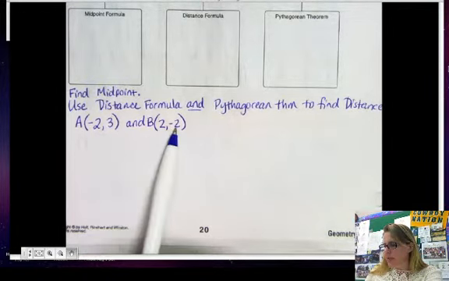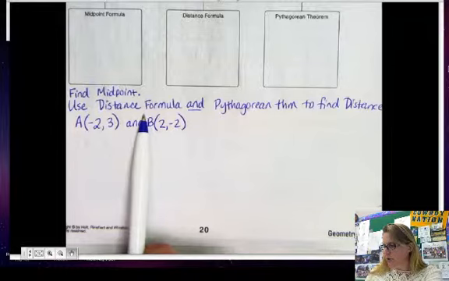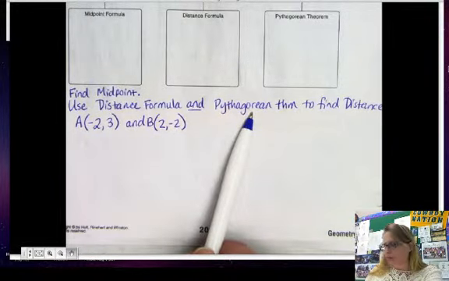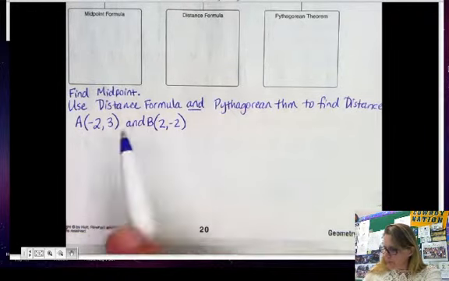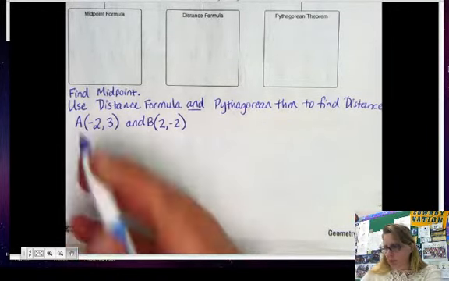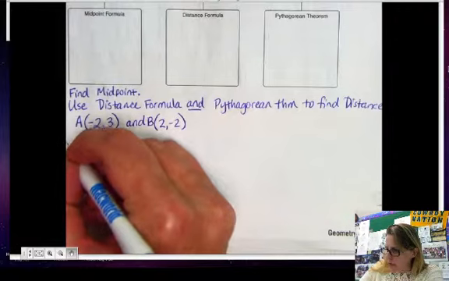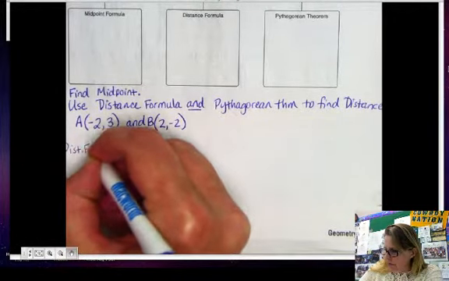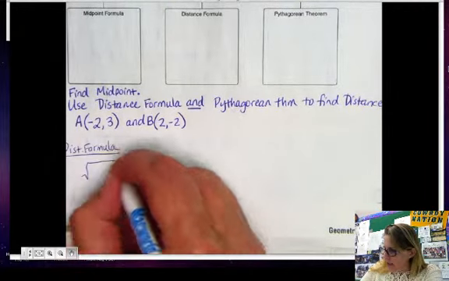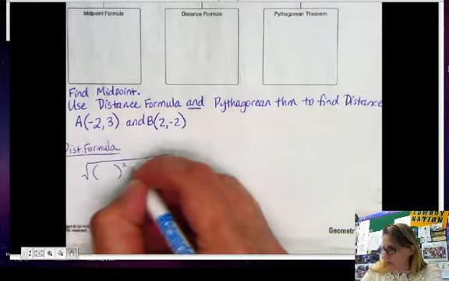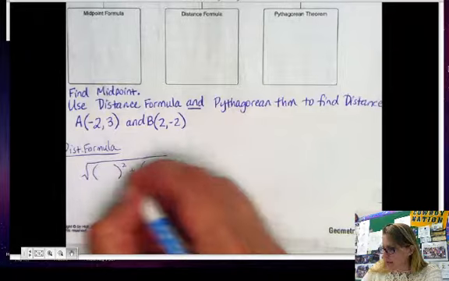So we're going to do these 2 points right here. We're going to use our distance formula and we're going to use our Pythagorean theorem. So first, we use the distance formula. What we need to do is plug it into the great big old square root, parentheses squared, plus parentheses squared, with minus, minus.